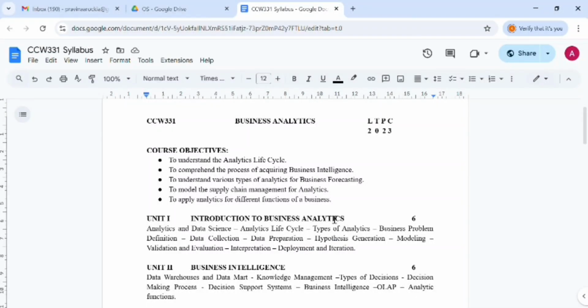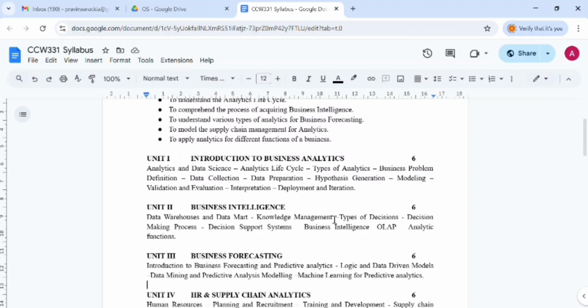Students, we are going to see an overview of one of the elective subjects, CCW331 Business Analytics. You all know that business analytics is one of the emerging trends nowadays. Even though we have various degree courses in business analytics in other countries, we can complete diploma courses also. Immediately we'll get a job after completing this course. First, we'll see the first unit.